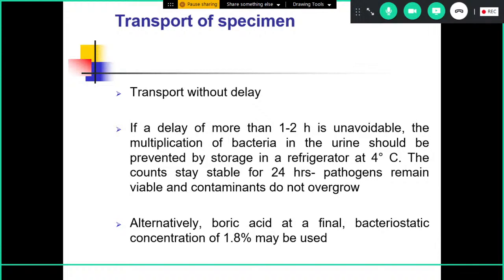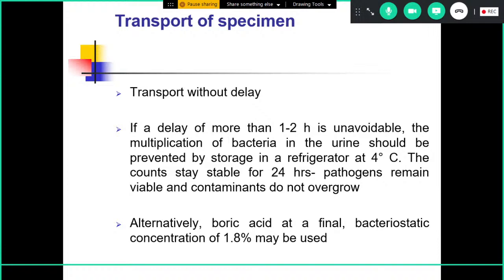Transport like any other sample. We always tell you transport to the lab without delay. If it is to be a brief delay, you can also refrigerate the sample. Why do we need to refrigerate the sample? Otherwise, the counts will increase, the bacteria are going to multiply, and you will get false high counts. And you can refrigerate at 4 degrees, the count stays stable for 24 hours, the pathogens remain viable, and contaminants do not overgrow. Alternatively, you can use boric acid at a final concentration of 1.8%.